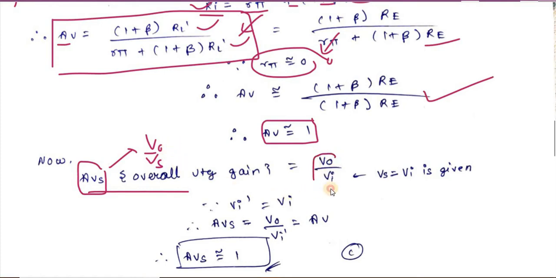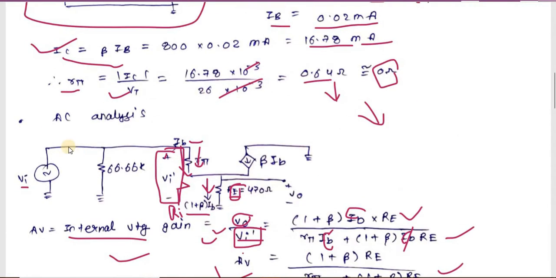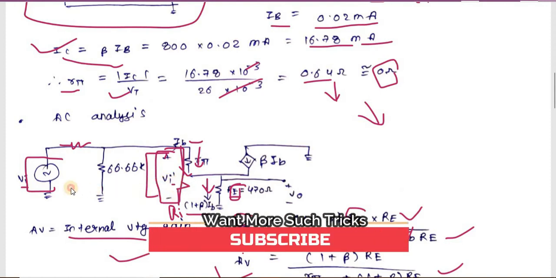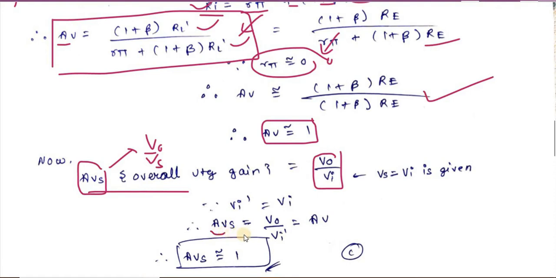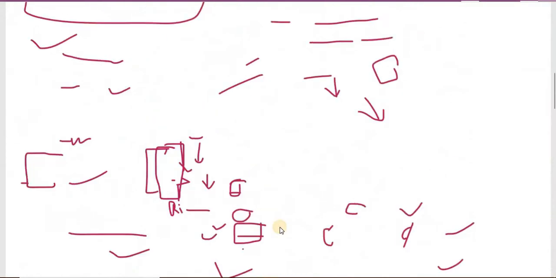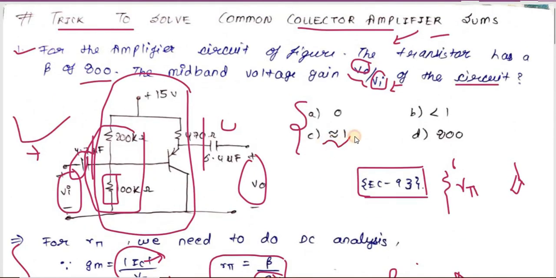So we have to find out VO by Vi. In the question, we don't have any RS, so whatever voltage you have here will be the same here. You can say that Vi dash will be simply equal to Vi, so your overall voltage gain will be equal to the internal voltage gain. So you get your overall voltage gain nearly equal to 1. Our answer for this question is AVS, which is nearly equal to 1.